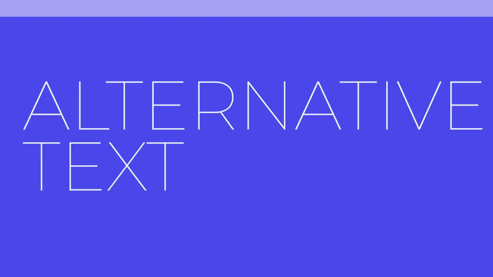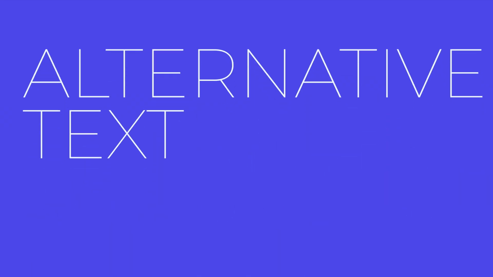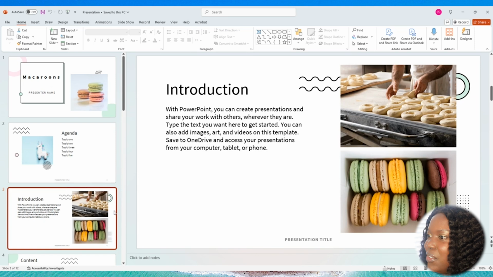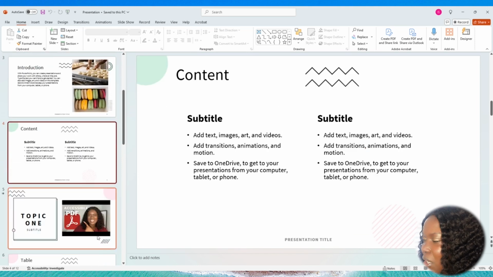So now that you've added a unique title to each and every single slide within your PowerPoint presentation, the next thing that you want to ensure is that you're adding alternative text to the images within your presentation. Something that is showing within this PowerPoint presentation is that there are different images, and what you want to make sure is that you're adding alternative text to every single image within this PowerPoint presentation. That way it is accessible.